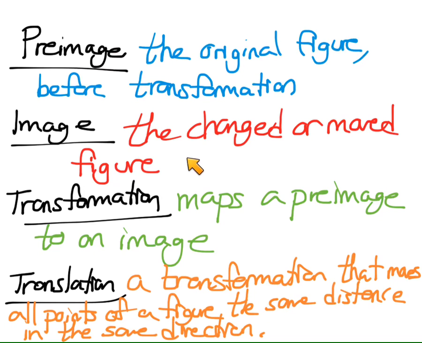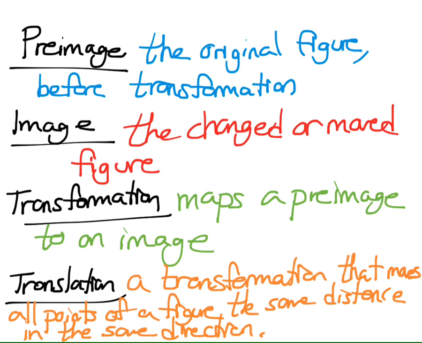The image is the figure that happens after you've changed or moved the figure. So right now we've talked about translations and reflections. Next class we'll talk about what happens when we rotate figures. A transformation, like I said, there are 3 types of transformations. That's what this whole chapter is about. It maps a pre-image to an image. Basically, it's something that takes one image and moves it to another image.